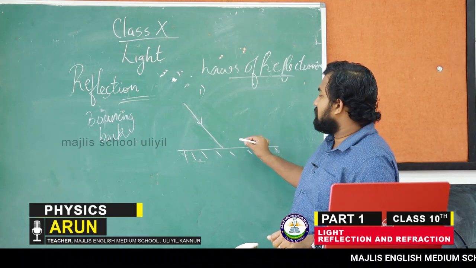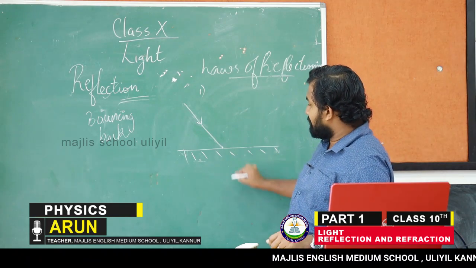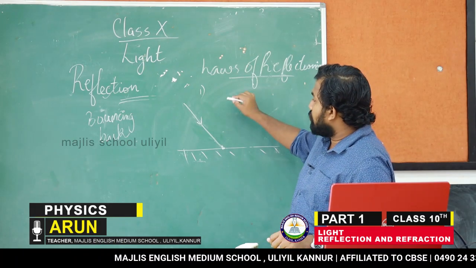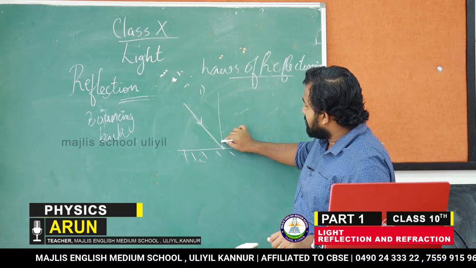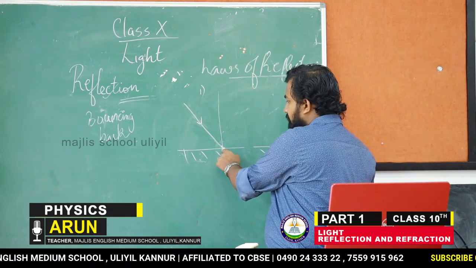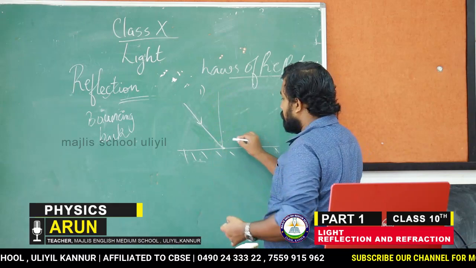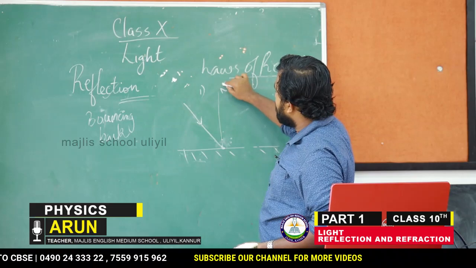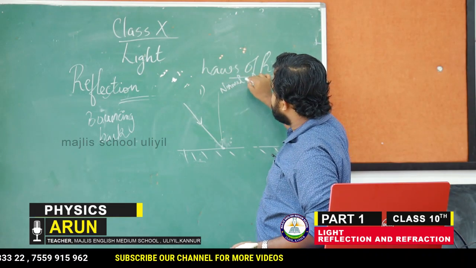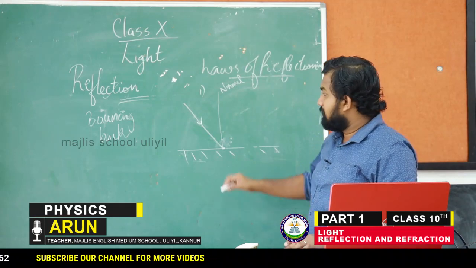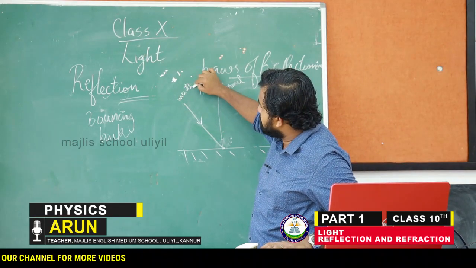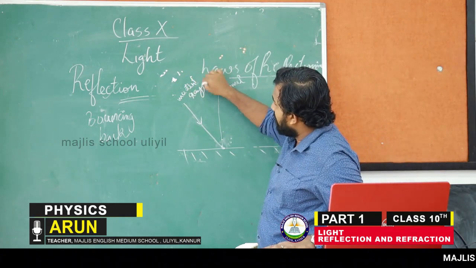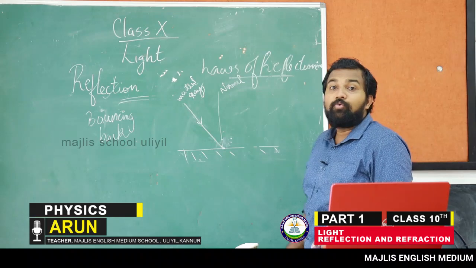The first rule is that at the point of incidence we have to draw a 90-degree line. We keep a protractor and draw a 90-degree line at this point of incidence. And this 90-degree line is called the normal. So this is the incident ray. These all things you have studied in your lower classes. This is the incident ray, this is the normal. And how does reflection occur?